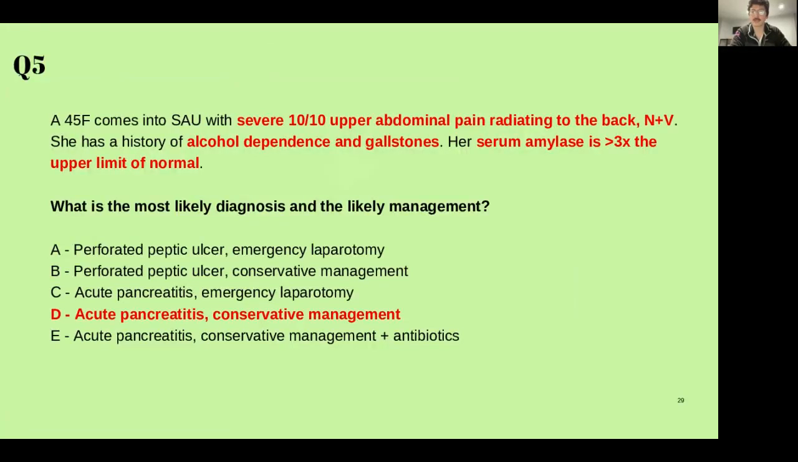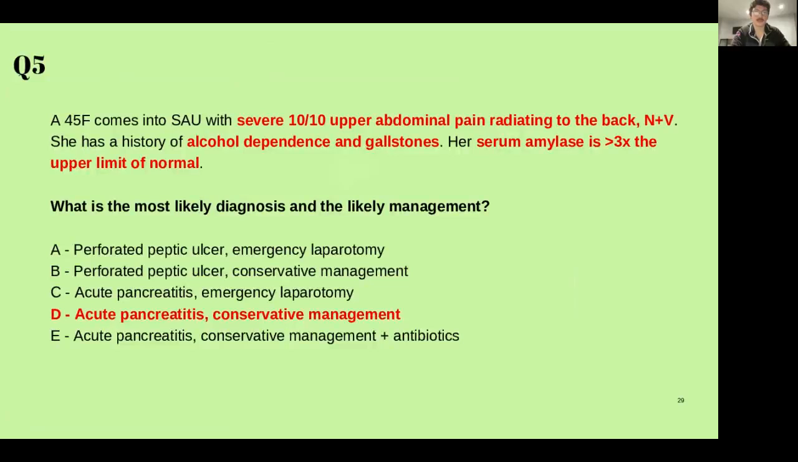So if they're spiking a lot of temperatures, fevers, if they have an infected necrotic part of the pancreas, basically there has to be good evidence of a superadded infection on top of the pancreatitis to add antibiotics. But most of the time, it's just conservative management, so controlling the pain, giving them fluids and antiemetics, and also nutrition and dietetics is really important in pancreatitis as well.